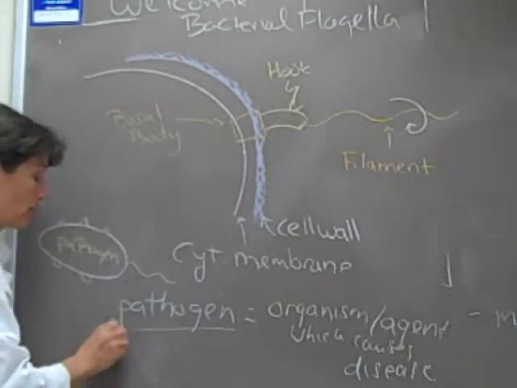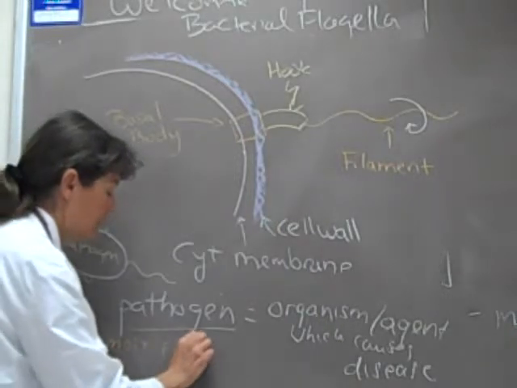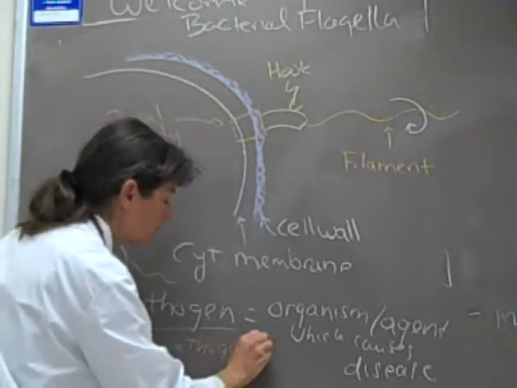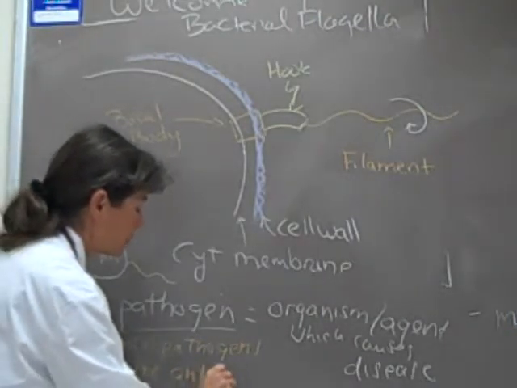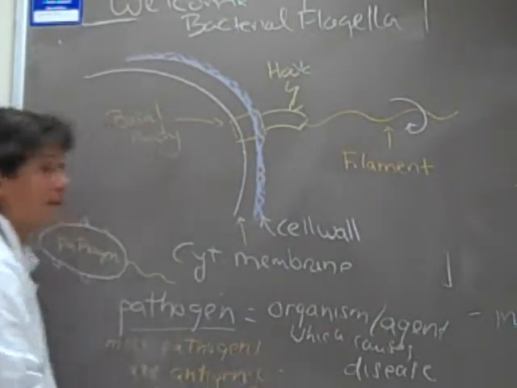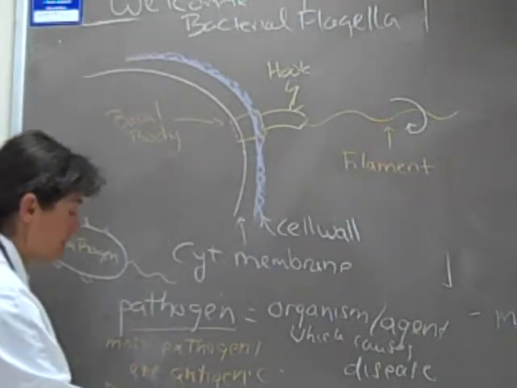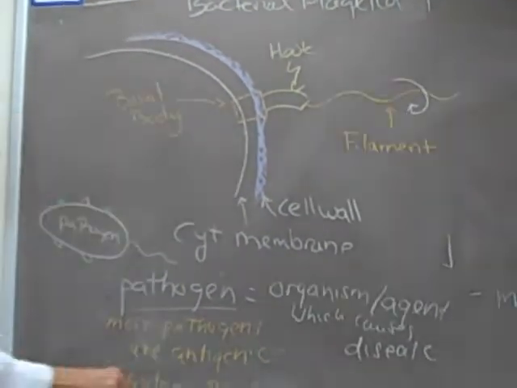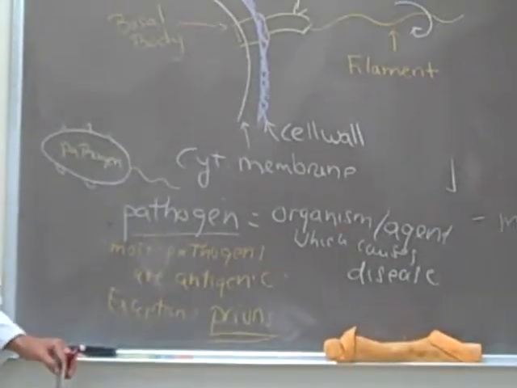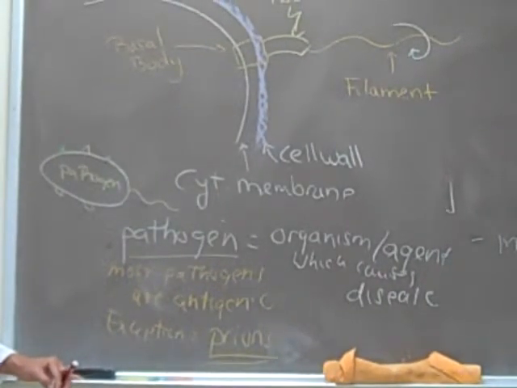And that, I should write this down. Most pathogens are antigenic, meaning they'll trigger an immune response. But there are some wild exceptions, and one of them are the disease-causing prions. We're going to discover disease-causing prions are not antigenic. They don't trigger an immune response. So most pathogens are antigenic, but not all the time.